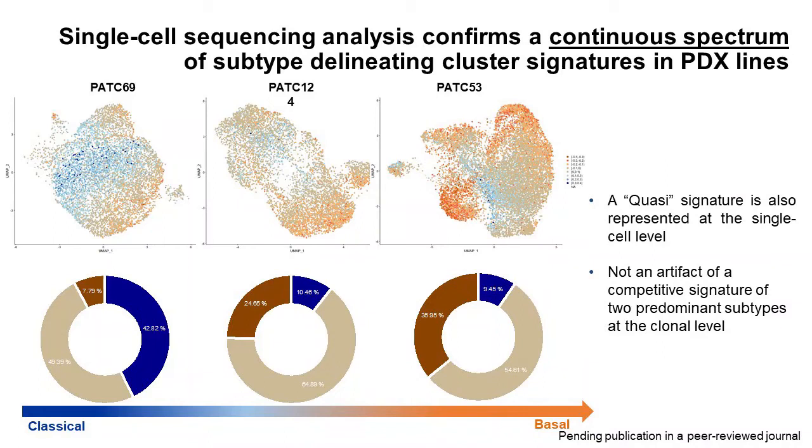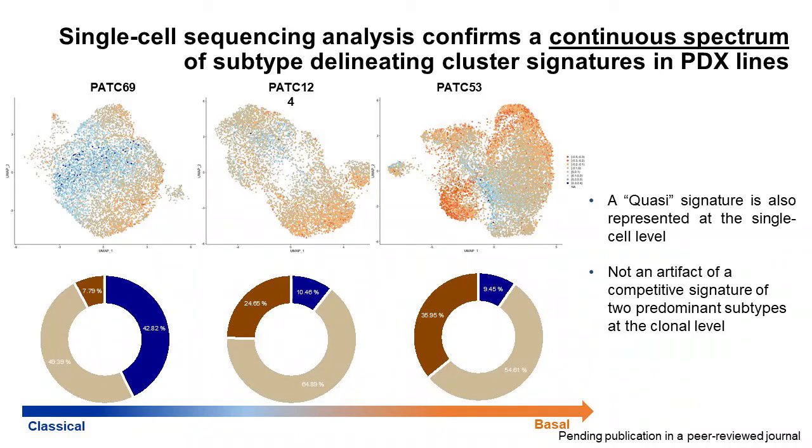However, when you look at PAT124, you can see that it's not a result of competing subclones that are both classical and basal, but even on a single cell level, you're seeing cells that are transitioning from classical to basal. So a bulk signature of quasi-basal denotes that even on a single cell level, the single cells are also quasi-basal.